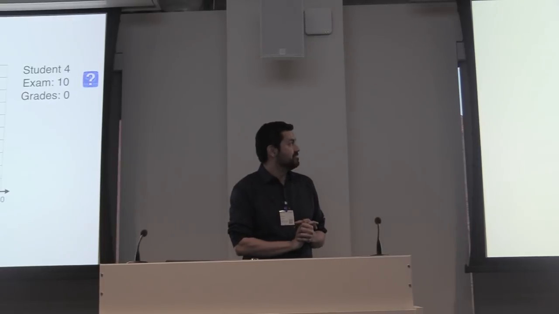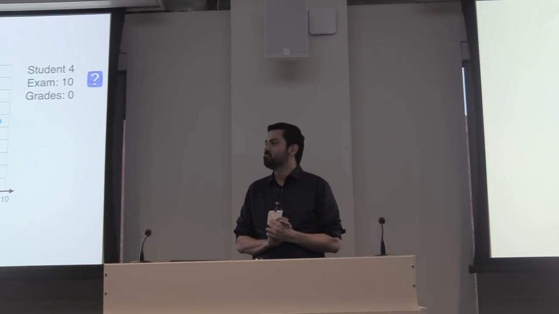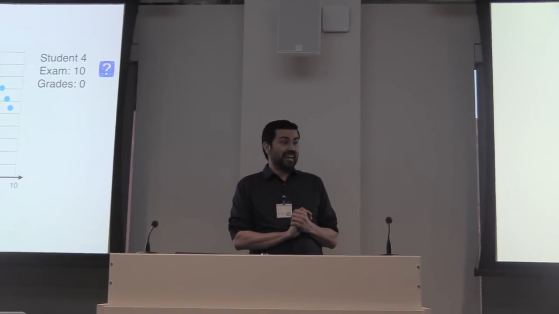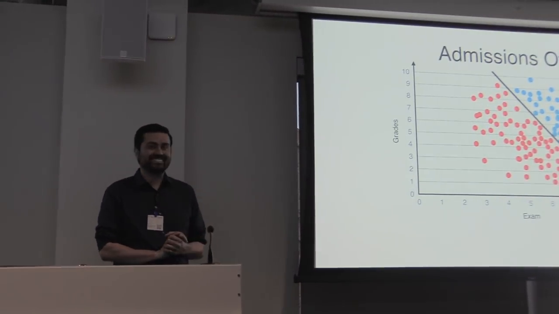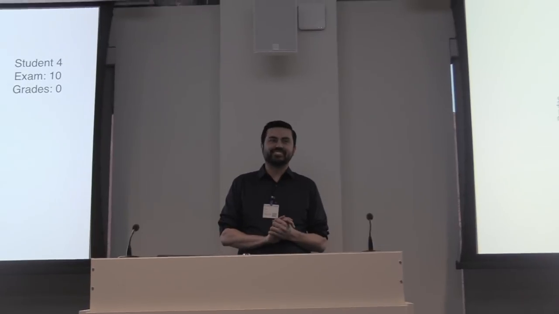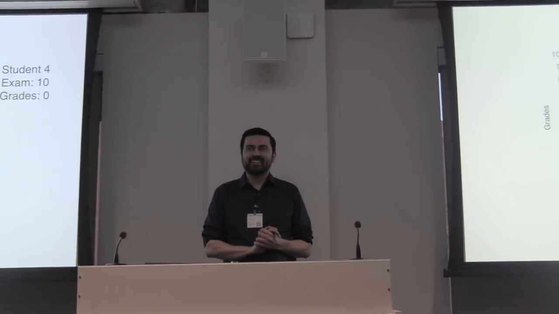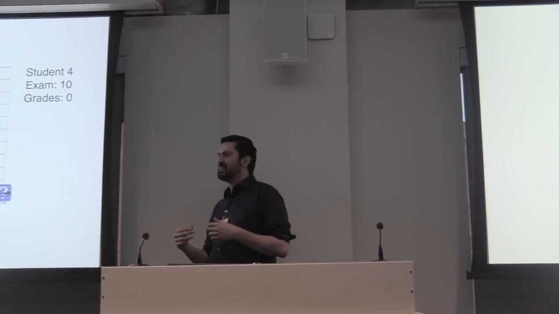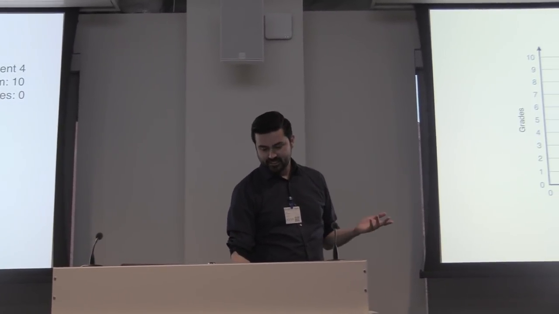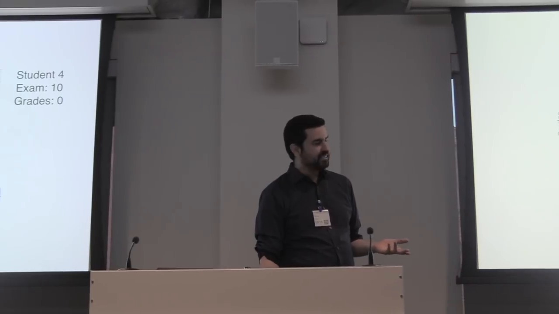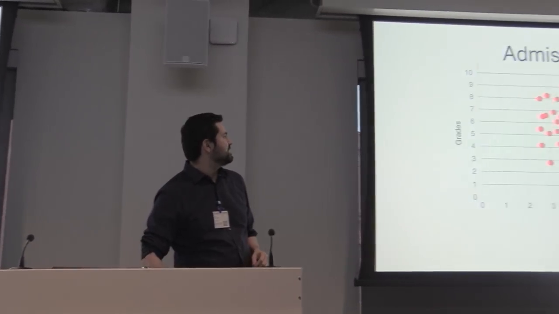Check this out, look at this student. They got 10 on the exam and 0 on their grades throughout school. Does that student pass? Well, based on our model, they do. Would you trust that student? It seems like they probably cheated on the exam, or maybe we were lucky that day. I don't know, it's kind of weird, right? So the data probably doesn't look like this. The data probably looks like this, where this point maybe didn't get accepted.